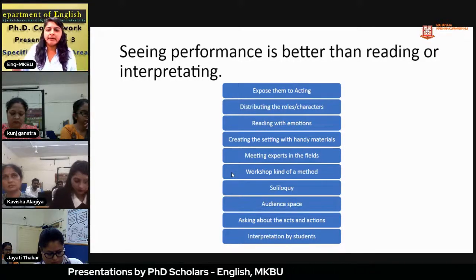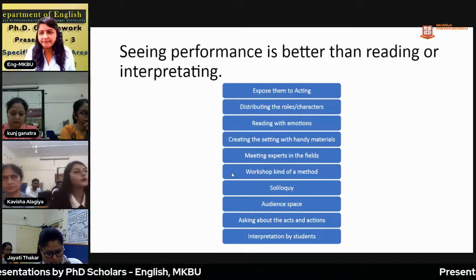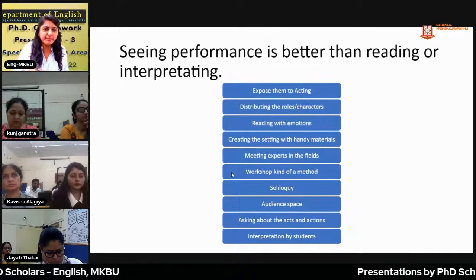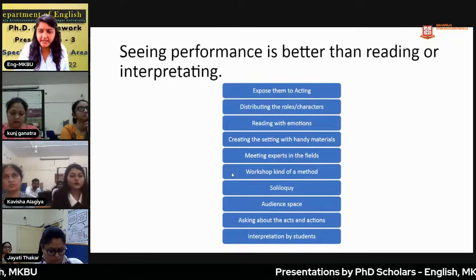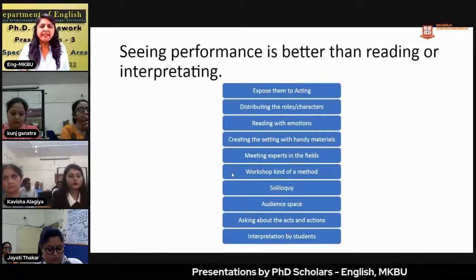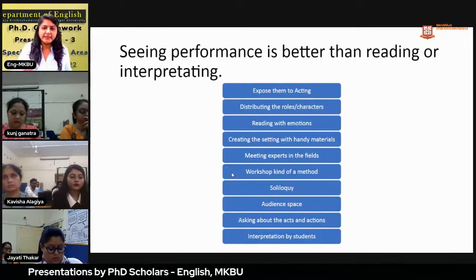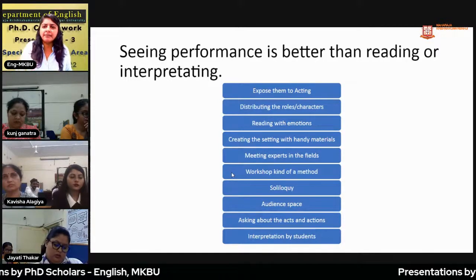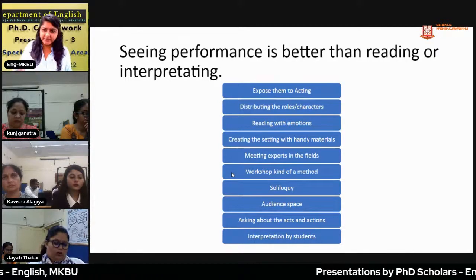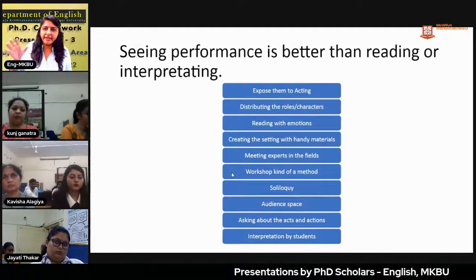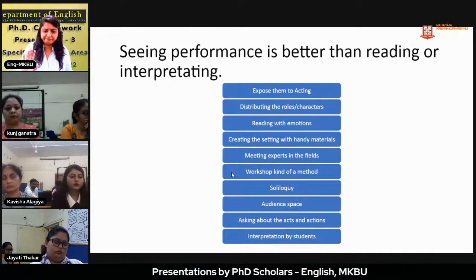So first of all, expose them to acting. I don't say that the students are really good actors and we as teachers are here to make them actors. But at least they come to know how drama works, how it functions. For that purpose, we have to expose them to acting.